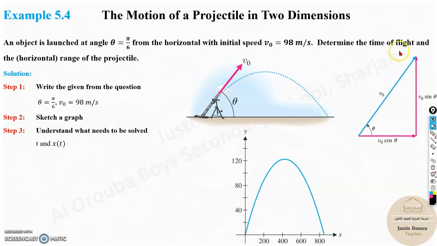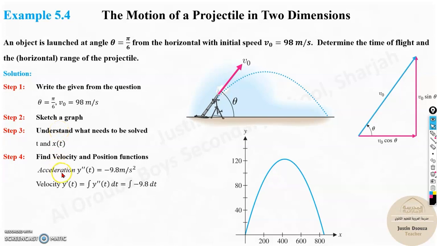We need to find the time of the flight t. We have done a similar problem before where we found the launch time and landing time. In the previous sections, we have done time. But this horizontal range of the projectile is the first time we will be solving, which we'll be doing now. As usual, let us start with the acceleration and integrate this to find the velocity and then the position.